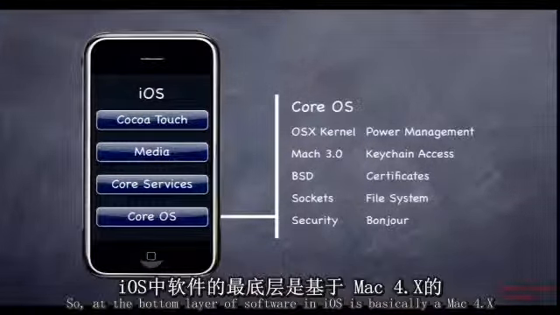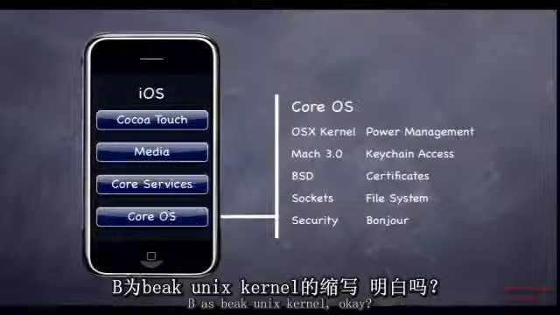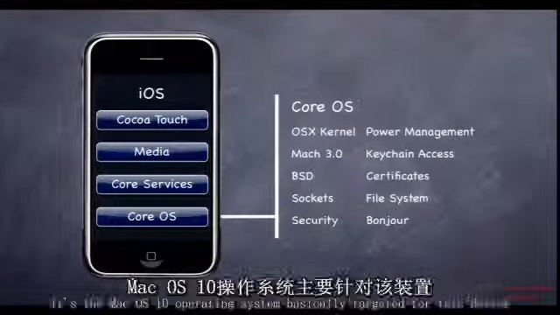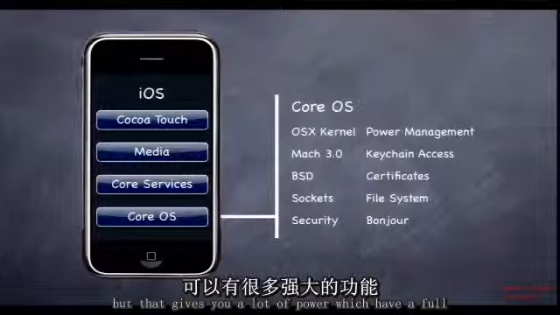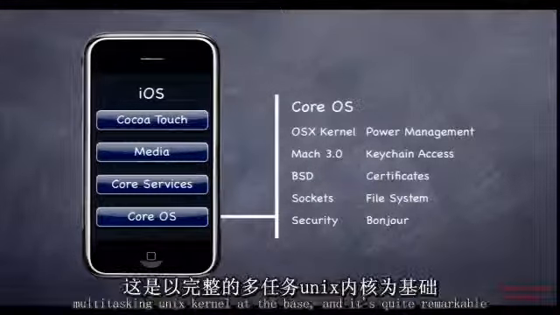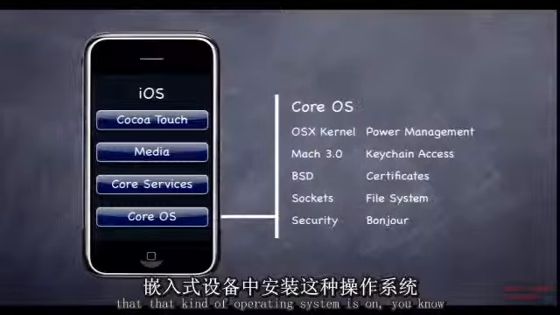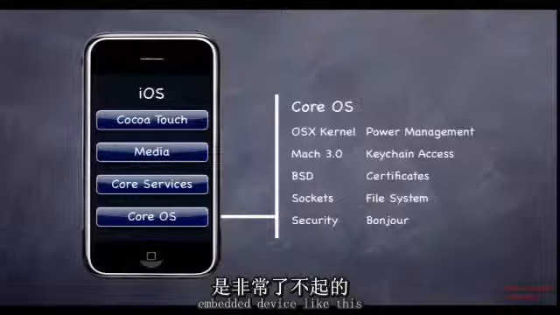So at the bottom layer of software in iOS is basically a Mach 4.x BSD Unix kernel, okay? It's the Mach OS 10 operating system, basically, targeted for this device. But that gives you a lot of power to have a full multitasking Unix kernel at the base. And it's quite remarkable that that kind of operating system is on an embedded device like this.